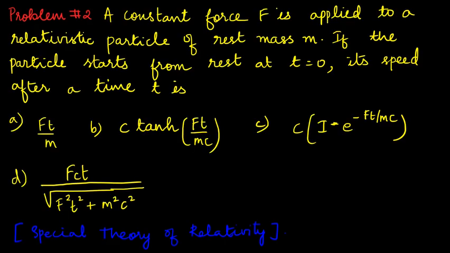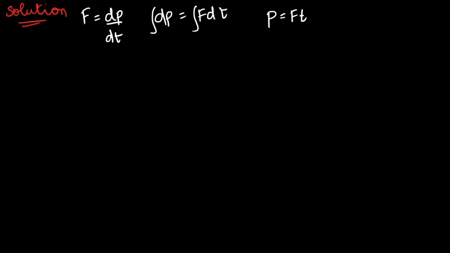So we have been given that a constant force is applied. According to Newton's law, F is equal to dp by dt. So I can write this as dp is equal to F dt, and integrating, p is equal to Ft plus c, the integration constant. I know that at time t equal to 0 my momentum will be 0, because the particle is at rest, so there is no motion. Hence my c will be 0, and you can write this as p is equal to Ft.